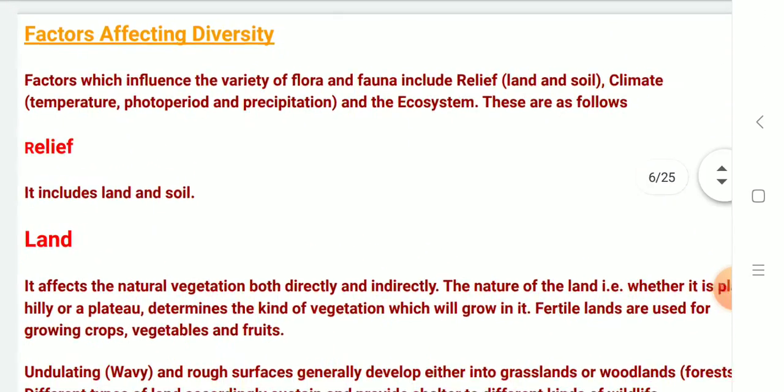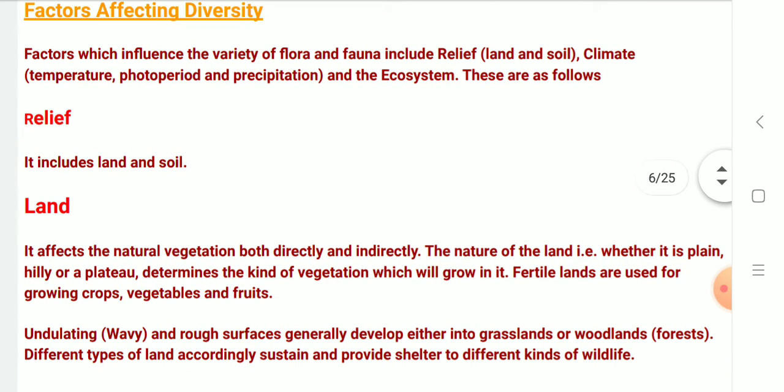Now let us look into factors that affect biodiversity. Factors which influence the variety of flora and fauna include relief, that is the land and soil, climate, which includes temperature, photoperiod and precipitation, and the ecosystem. Now let us read about each factor in detail.